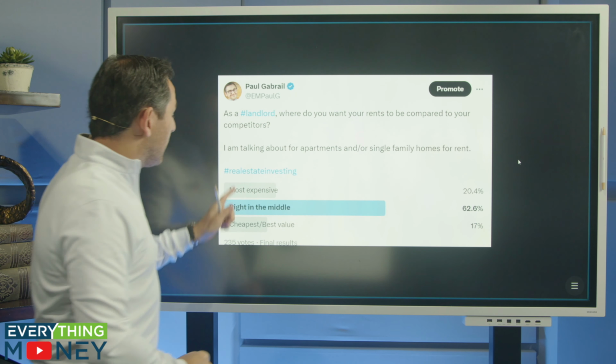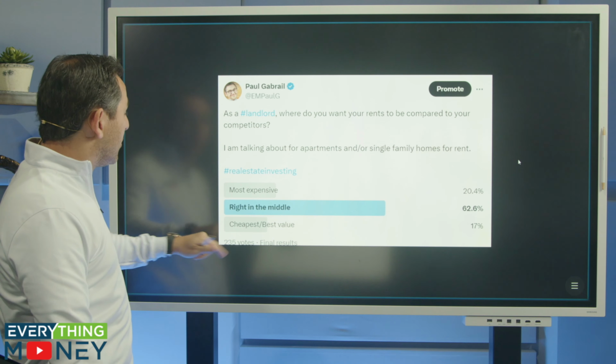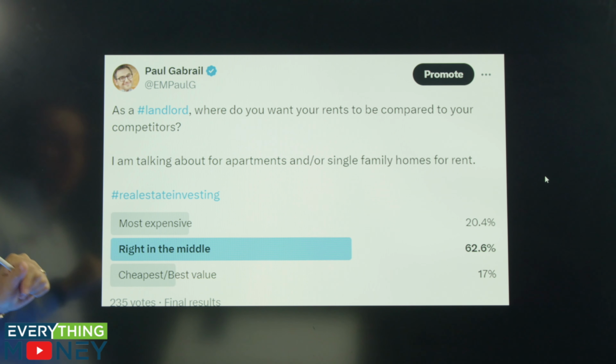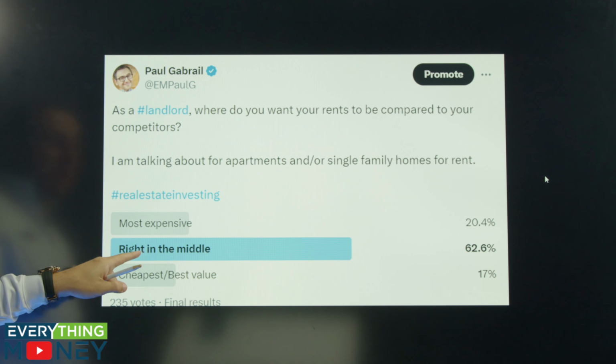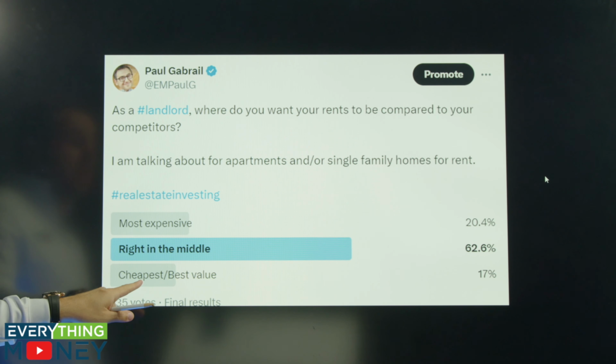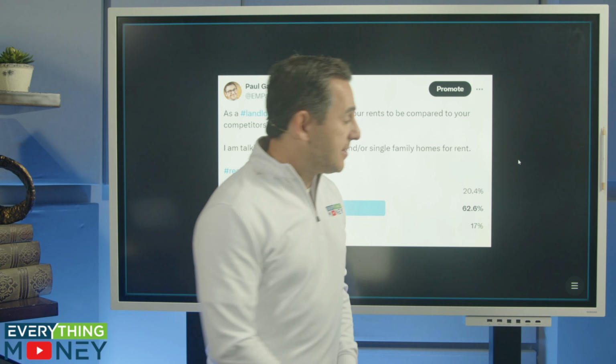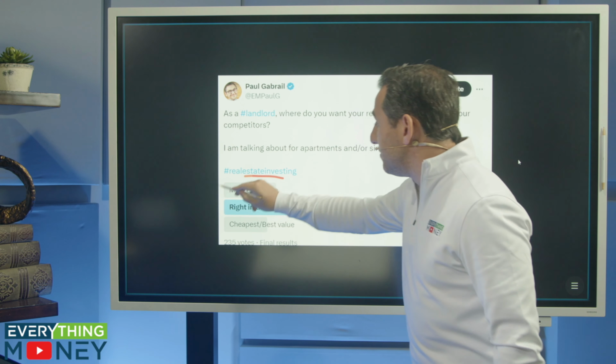Now, quite a while ago, I put up a poll. I got 235 votes. As a landlord, where do you want your rents to be compared to competitors? 20% said the most expensive. 62% said right in the middle. 17% said cheapest, best value. Makes sense to be the spread. Guys, I 100% believe in being the most expensive.